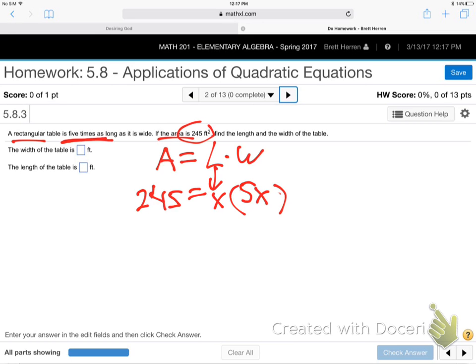Okay, now this is x times 5x, which is 5x squared, actually. A little bit different, huh? Does that make sense? What are we going to do now? Get a 0. What do we always do? X squared, it's reared its ugly head.